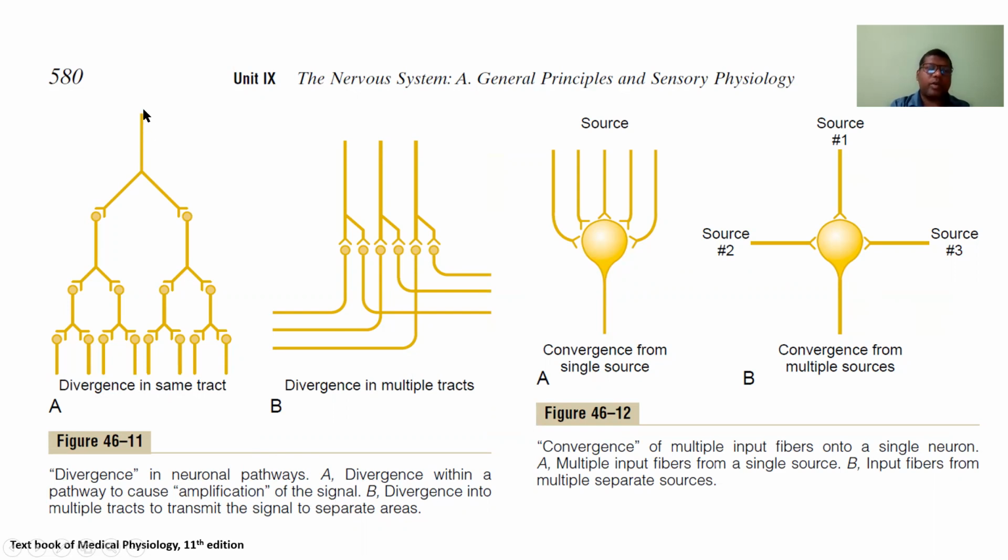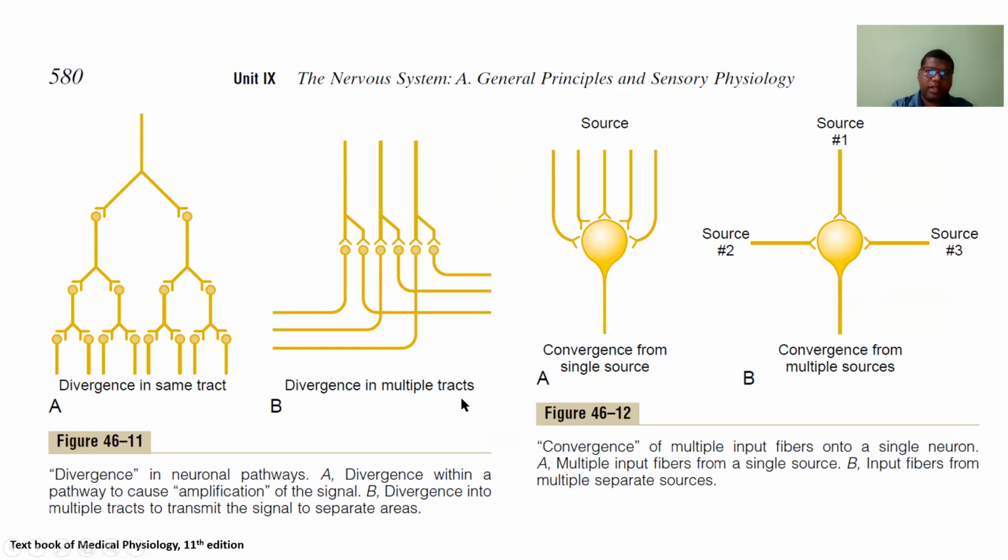Suppose this is a motor neuron coming out from the spinal cord or the cranial nerve. This motor neuron will synapse with many fibers and amplify its information. But only one motor neuron amplifying many fibers. This is called divergence in the same tract. It is the same tract in the same target organ.